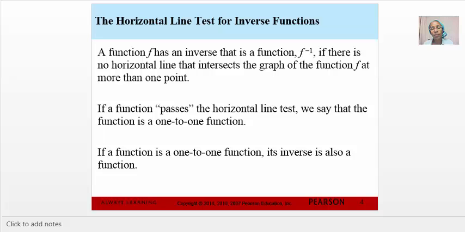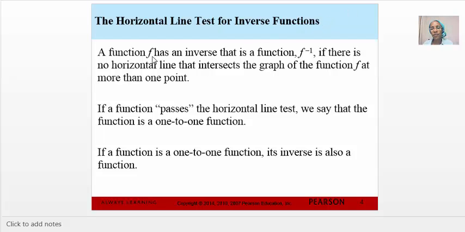So we have a vertical line test that allows us to see whether or not a relation is a function. Now we want to talk about a horizontal line test. And this is actually a test we do on a function to see whether or not the function has an inverse that is also a function.